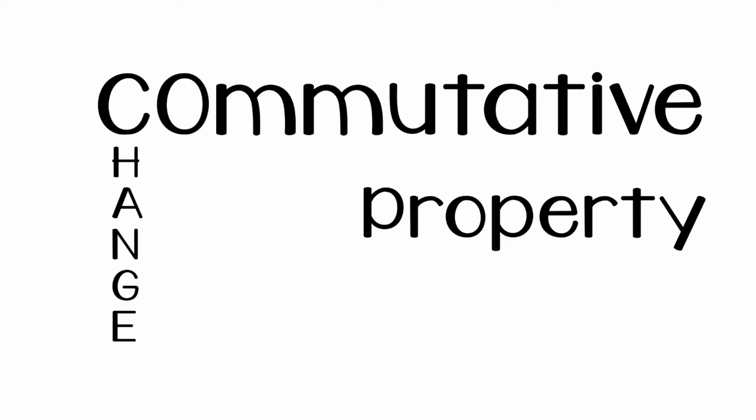And when we're talking about the commutative property, what we're actually talking about is changing the order of the numbers in the problem. So a good way to remember this is with the C and with the O. The C represents change, and the O represents order. So if we were going to look at this, we would be talking about changing with the C and the order with the O.